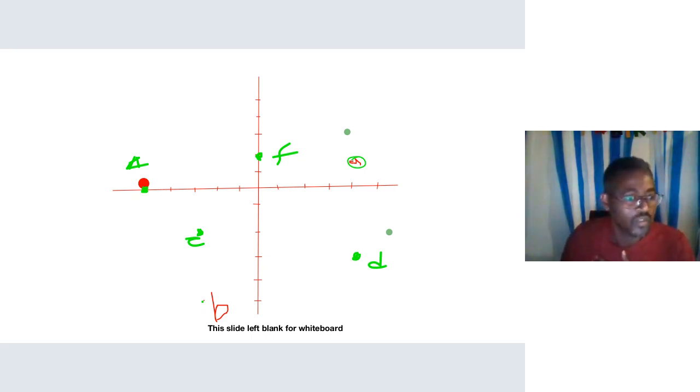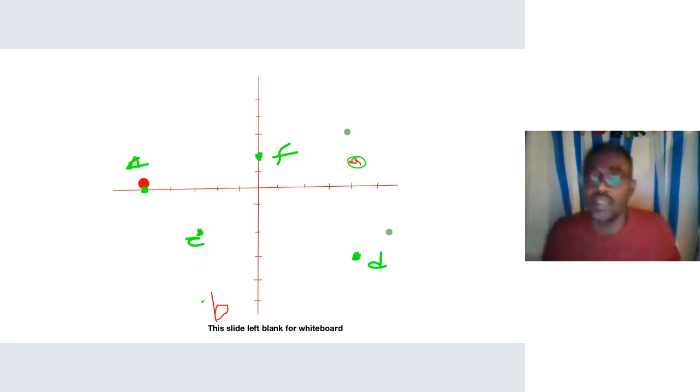So we go to the next slide. Oh, sorry. In the next slide, we are going to talk about how to identify where the given ordered pair is. Is this in the first quadrant, the second quadrant, third quadrant, or the fourth quadrant?